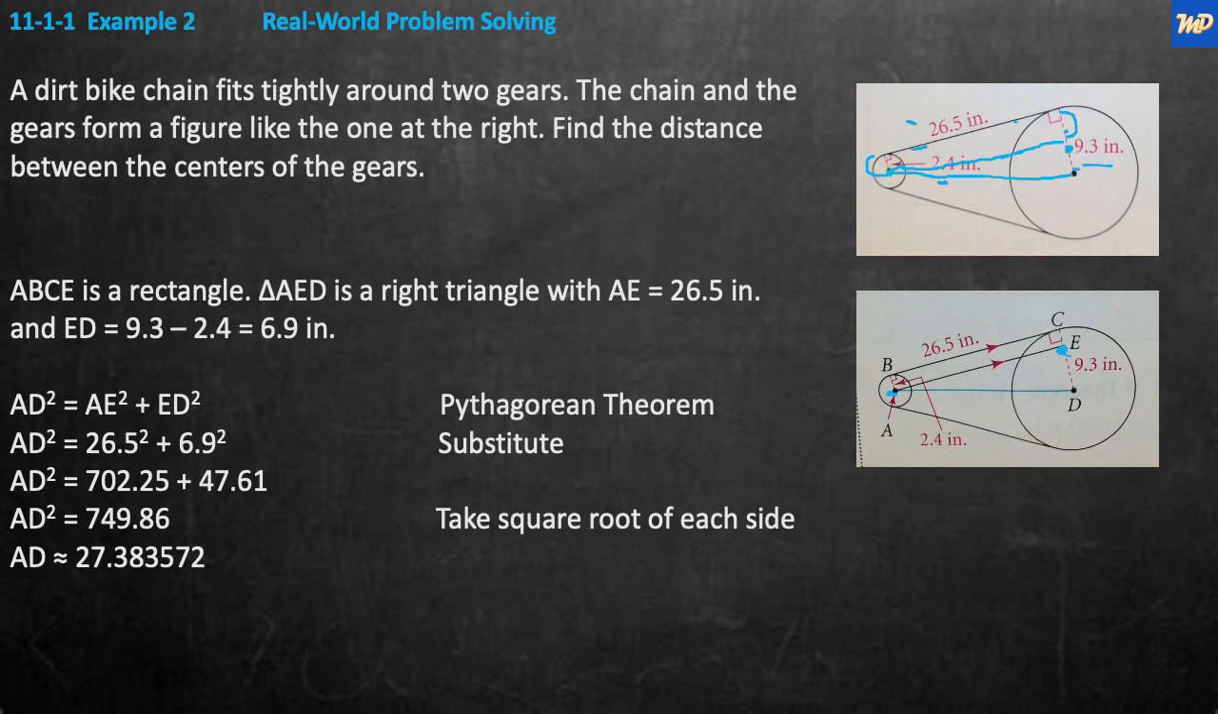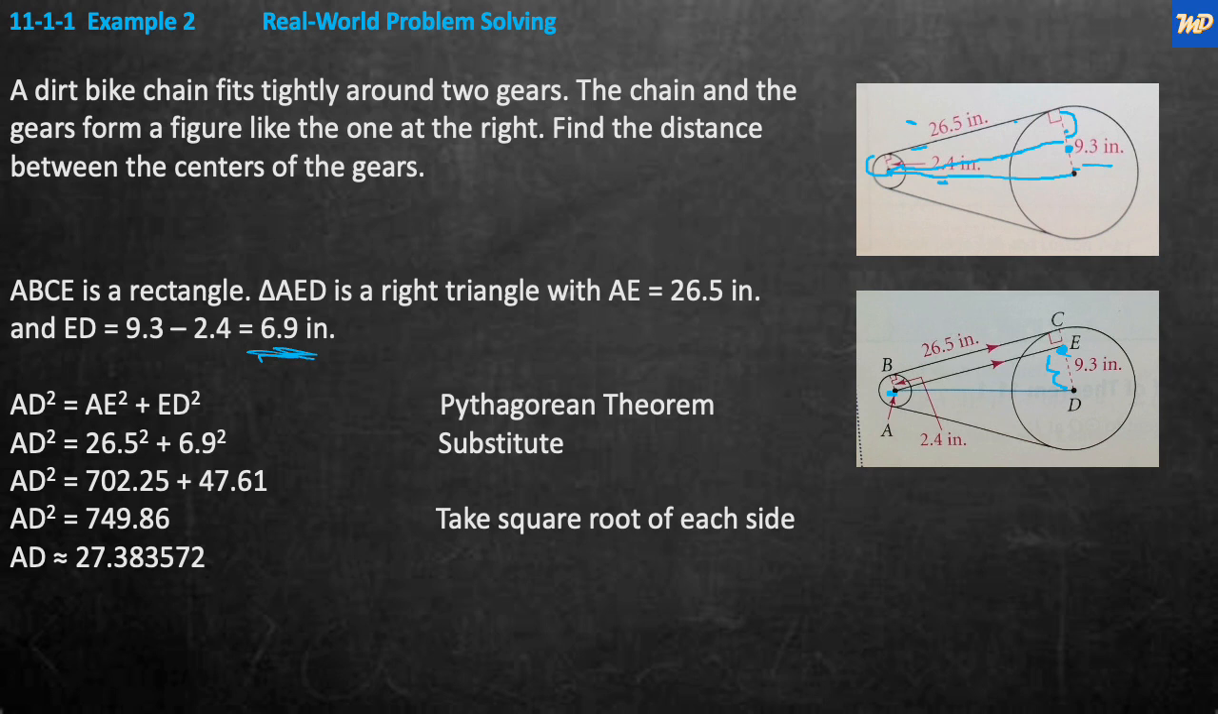So it also says that ED is equal to 9.3. That's ED right here. That's our line right here. ED is equal to 9.3 right here minus 2.4, and that gives us our 6.9 inches right over here. So now we have everything we need to solve this problem.